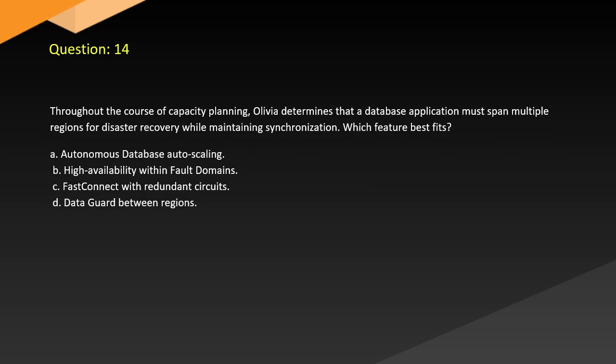Question 14. Throughout the course of capacity planning, Olivia determines that a database application must span multiple regions for disaster recovery while maintaining synchronization. Which feature best fits? A. Autonomous database auto-scaling. B. High availability within fault domains. C. FastConnect with redundant circuits. D. Data Guard between regions.